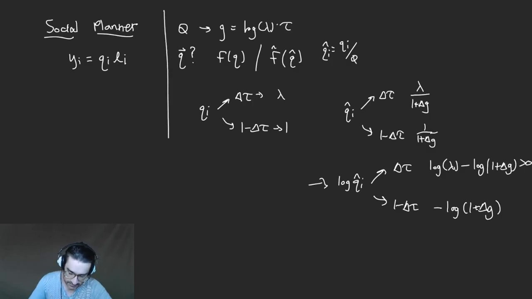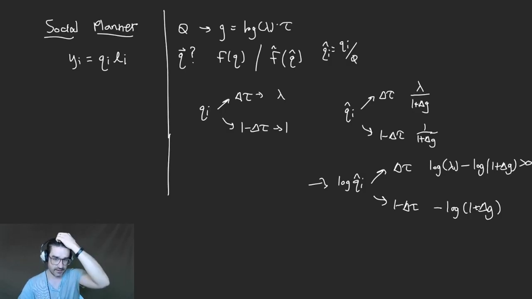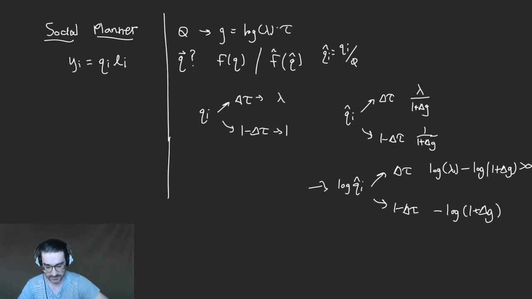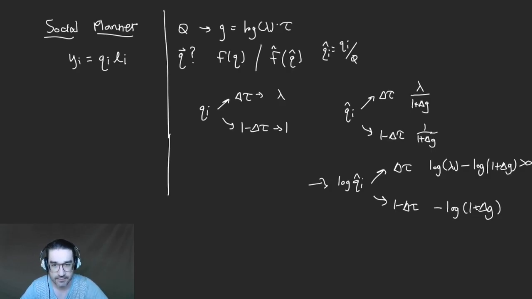I just remembered, it's important to talk about this distributional stuff, and it's a little funky in this case, but it's not catastrophic. All right, but let's go back to this social planner. The social planner is facing this production function.